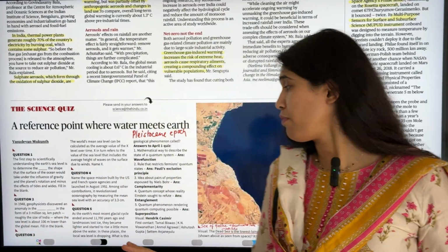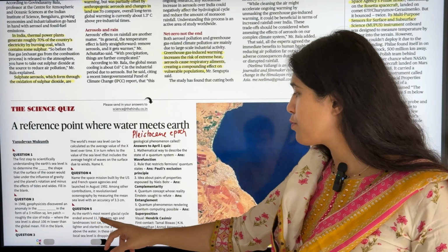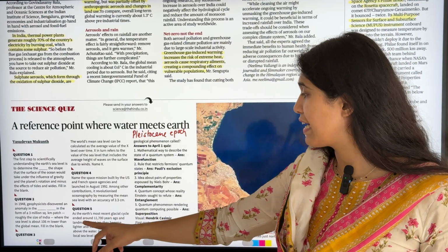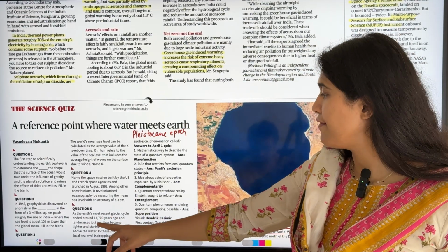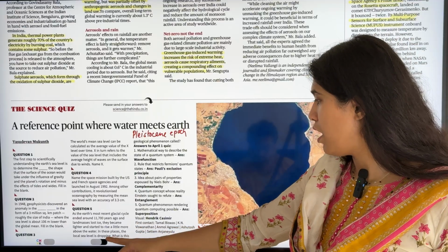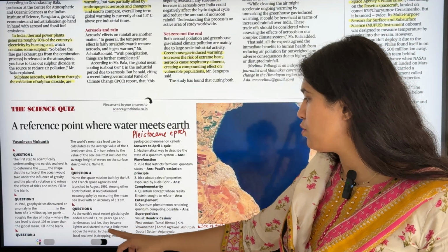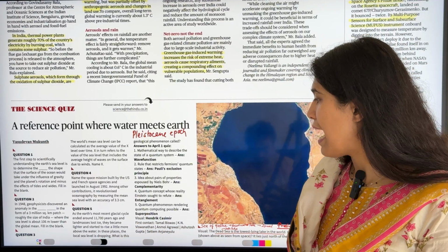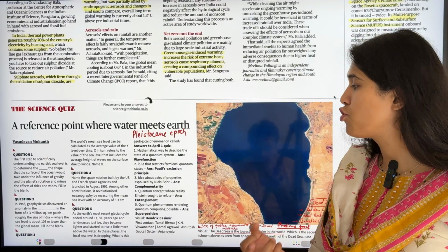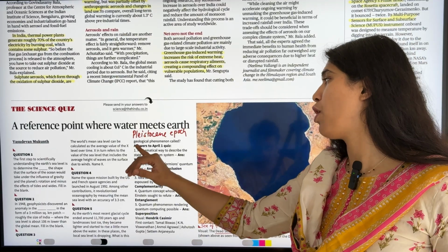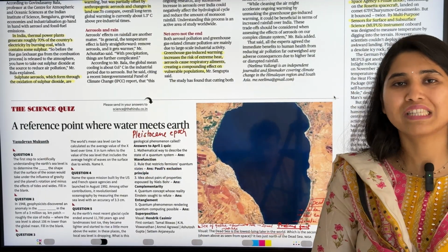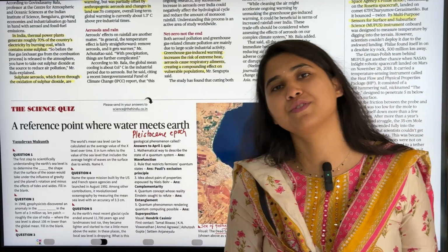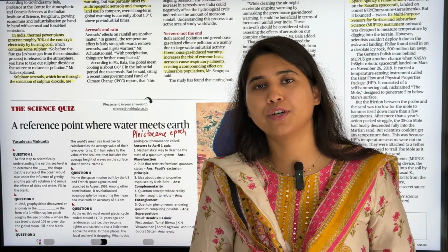And last fact, as the Earth's most recent glacial cycle ended around 11,700 years ago, the land masses lost ice, became lighter, and the local sea level is dropping. What is this geological phenomenon called? It is the Pleistocene epoch. This is important from a geography point of view. And that's it for 3rd April. Thank you.